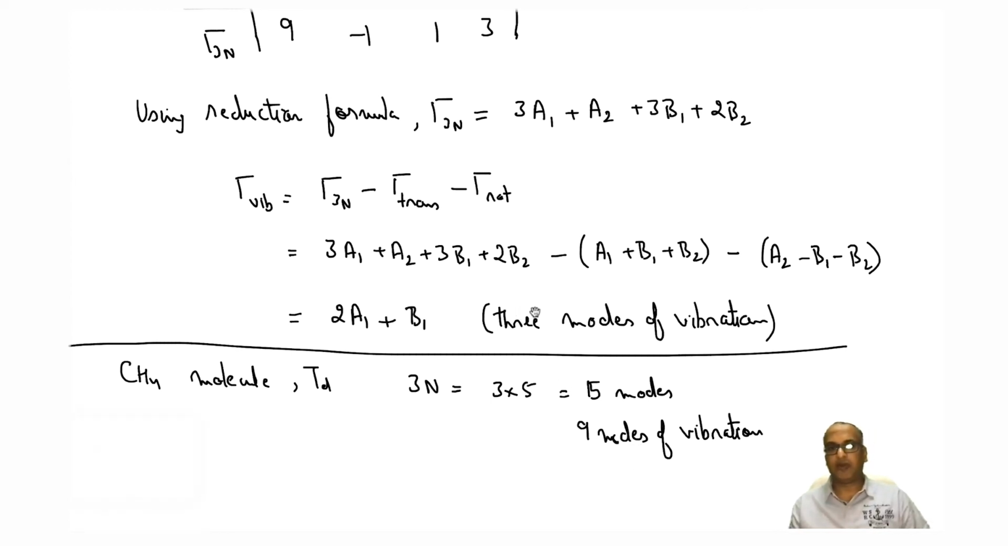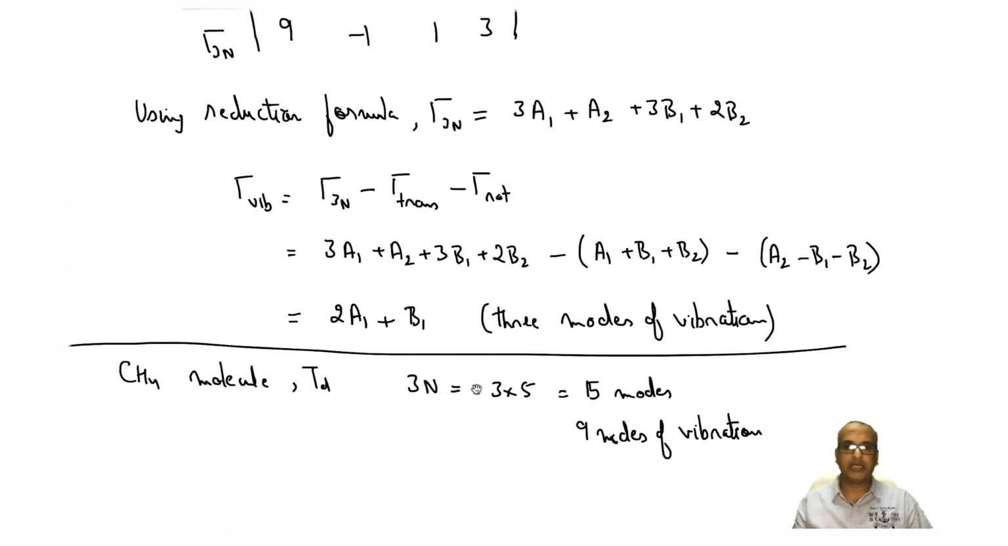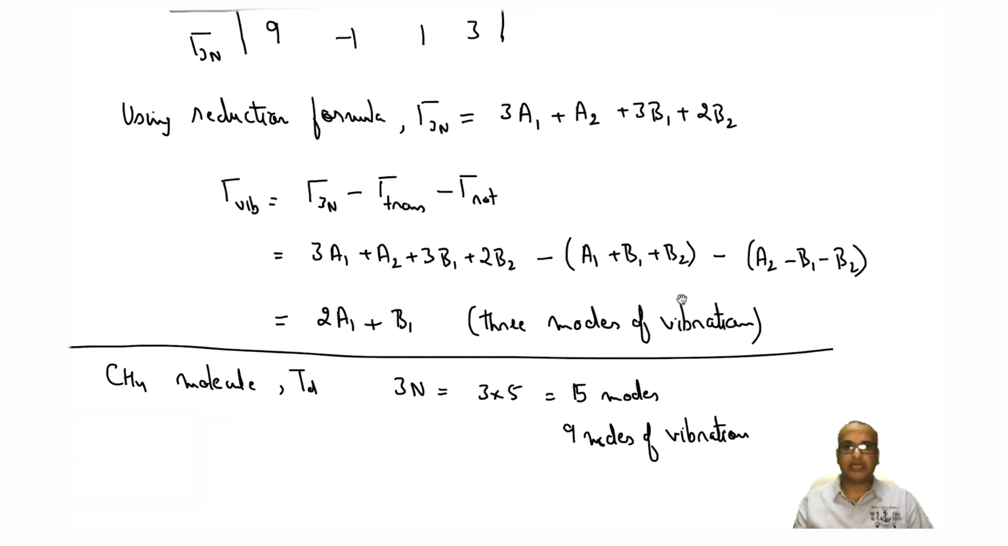So in the water case, we had only 1D representations. So 1D representations means all 3 modes will give you 3 different lines. There is no degeneracy possible. Accidental degeneracy is a different thing, but theoretical degeneracy is not possible. But in case of the Td point group, you have 2D and 3D representations. So 9 modes of vibration may show some degeneracy, so that's why we wanted to test this case.